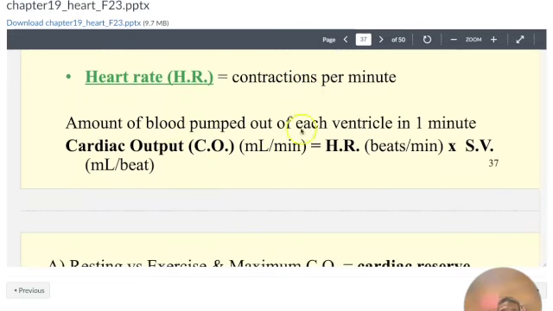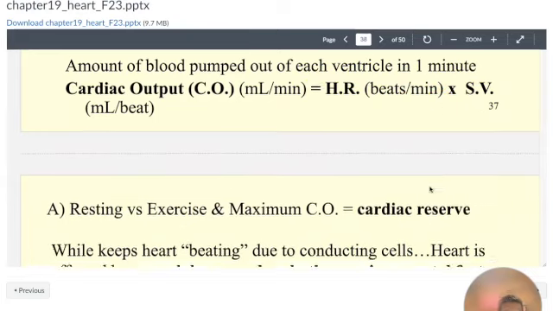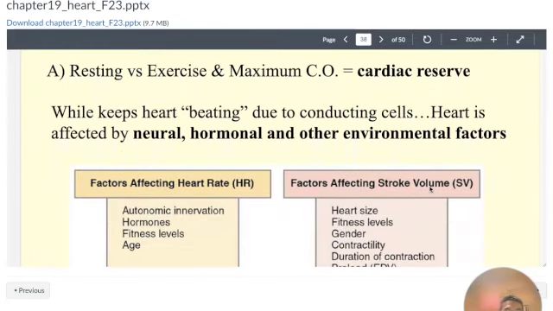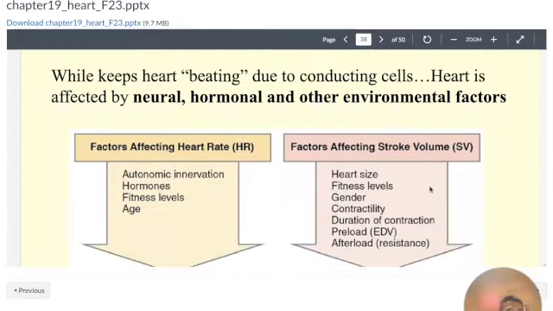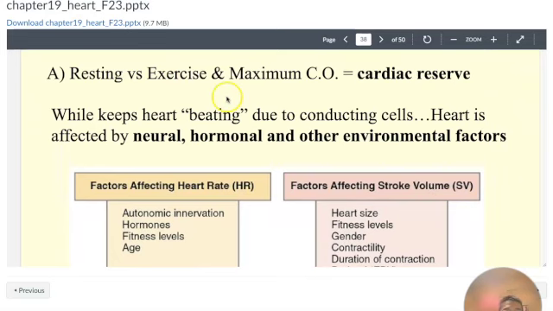The amount of blood pumped out of each ventricle in 1 minute is called the cardiac output. The formula is heart rate times stroke volume: what is your heartbeat and how much blood is pumped out. Resting versus exercise.